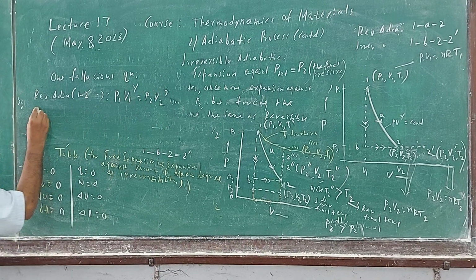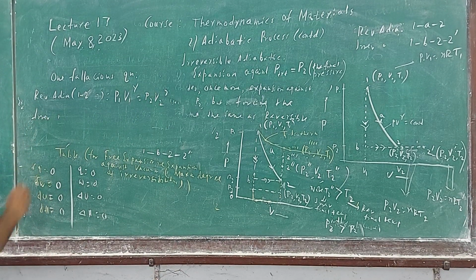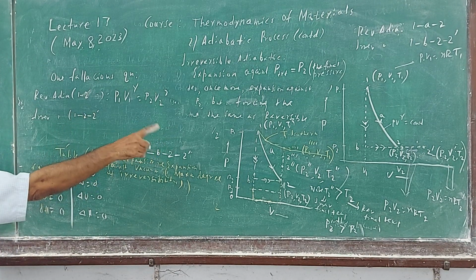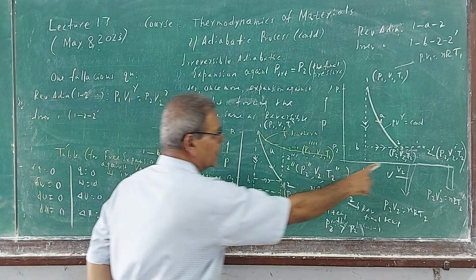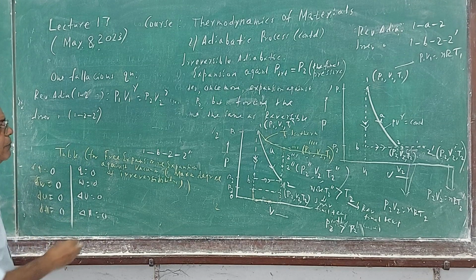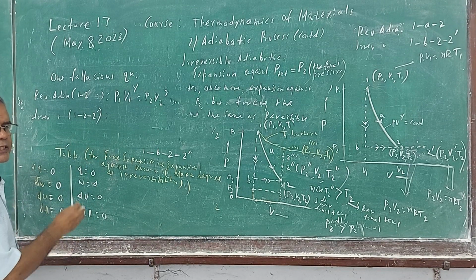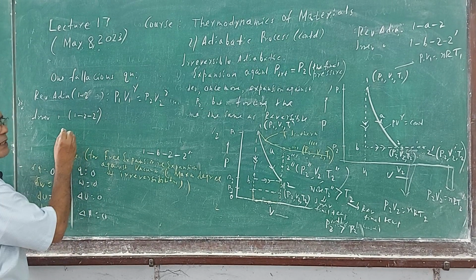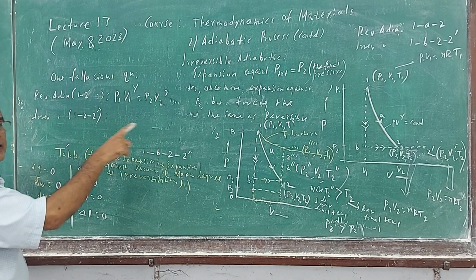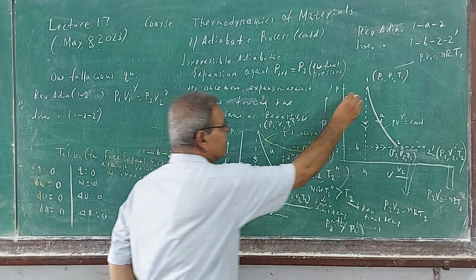Reversible adiabatic: P1 V1 to the power gamma is constant. Happy? Irreversible adiabatic, I am applying. Which one am I choosing? Tell me. 1 to 2 prime. So what is that one? That figure. Maybe a double prime here. What is this? Tell me. Can anyone say what the initial is? What is the final? What is the initial? What is the final here? 1 to 2 prime.